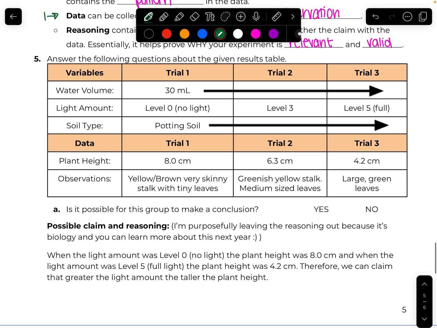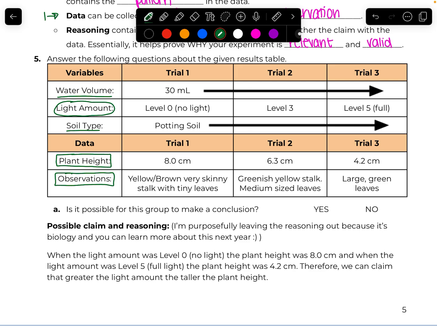So let's take a look at this results table here. I'll give you a second to orient yourself. What is this results table showing? Okay, one thing that I notice is that this group decided they're changing their independent variable, their changing variable. It would be the light amount here. This is what they physically manipulated. They chose to intentionally manipulate it in this experiment. They held the water volume and the soil type constant. And the data they collected, they got some information about plant height, a measurement, and then they made observations. Okay.